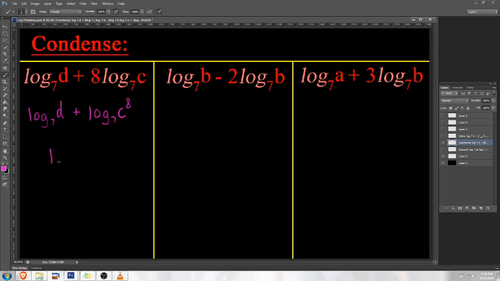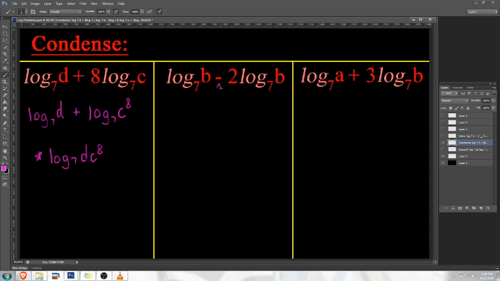Okay, now we're ready to get a product here. We're going to pull both of these together using the product property, log base 7 of d times c to the 8th. And unless I'm mistaken, we're all in the same logarithm, so that's it. That's the condensed form. So there's one of our answers. Let's look at this guy.